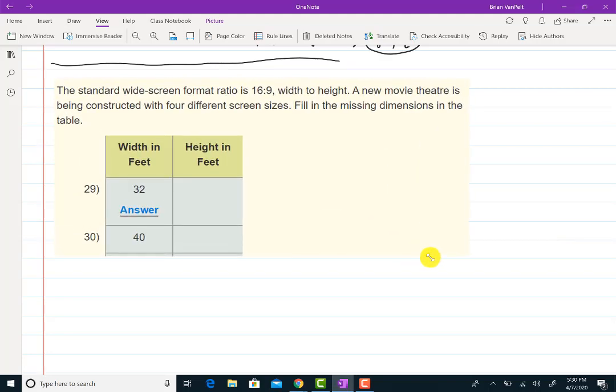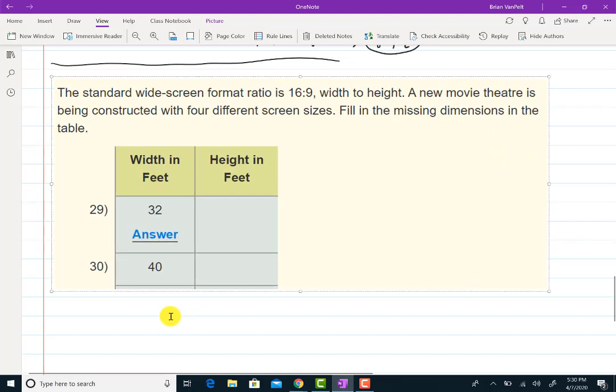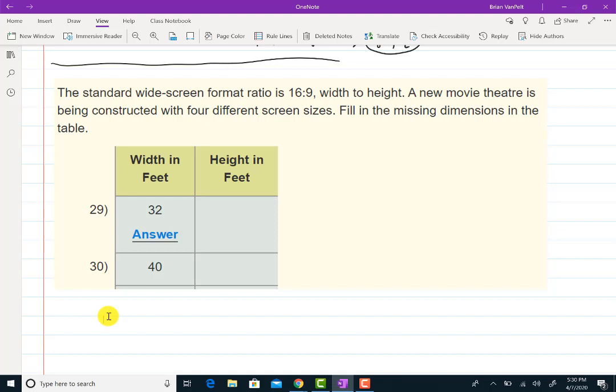All right, so what do we have here? We have a new movie theater being constructed with 4 different screen sizes. Fill in the dimensions, and they tell you that the width to height is in a 16 to 9 ratio. What they give us is the width in feet, which is 40, but we don't know how tall it is. And this, of course, will be in feet.